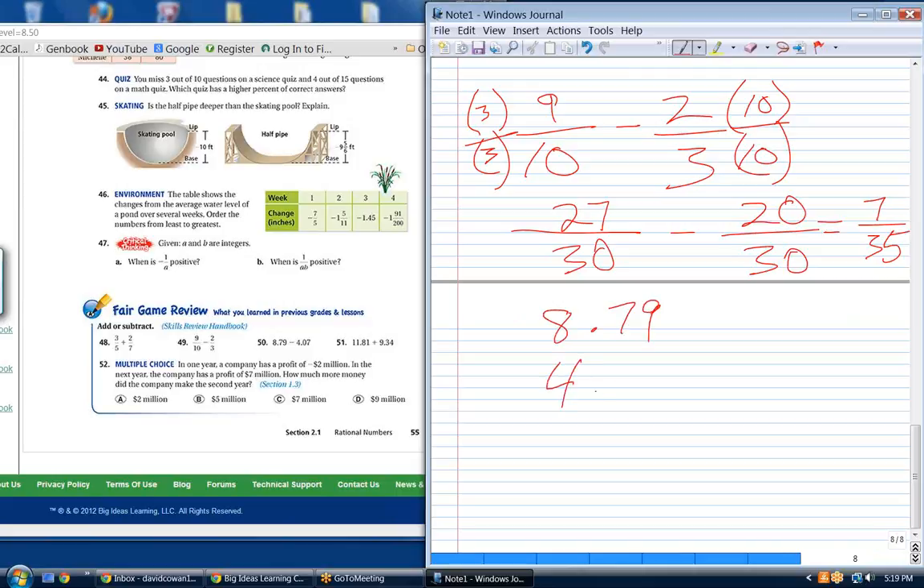Okay, how about 8.79? These are much easier to do as decimals. You don't have to do a common denominator. What's this equal to? Okay, let me do the math. $4.72.